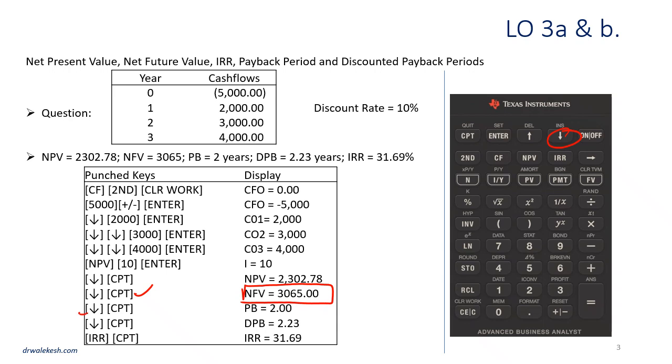Then you press arrow down again and compute. You have your payback period computed. Then you press arrow down again and compute. You have your discounted payback period computed. Now that we're interested in IRR, you need to press IRR, then compute again, and you will have your IRR computed.